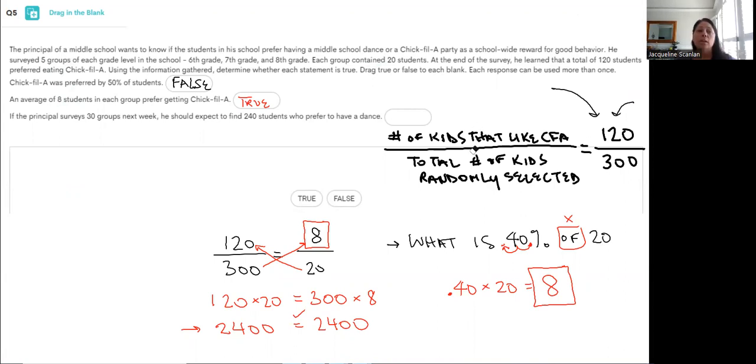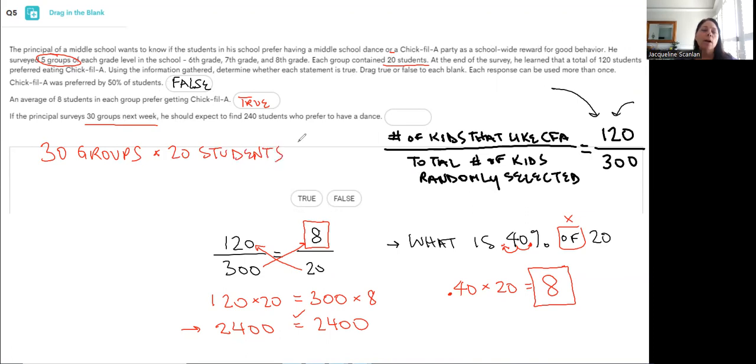Finally, question 3 says, if the principal surveys 30 groups, remember we had originally surveyed 5 groups. If he now surveys 30 groups, he should expect to find 240 students who prefer to have a dance, right? So I am going to try and do the math for this one. I want to remind you that there are 30 groups, right? And in each group, there are 20 students.